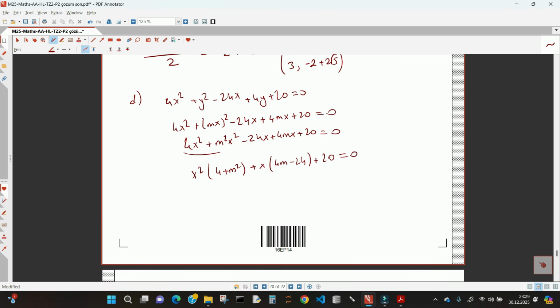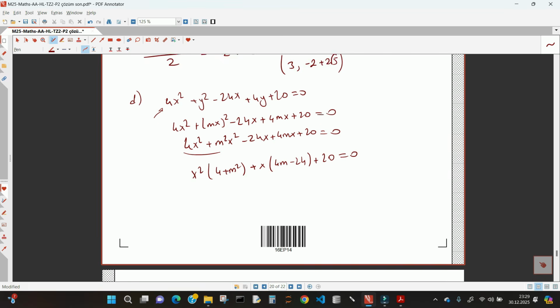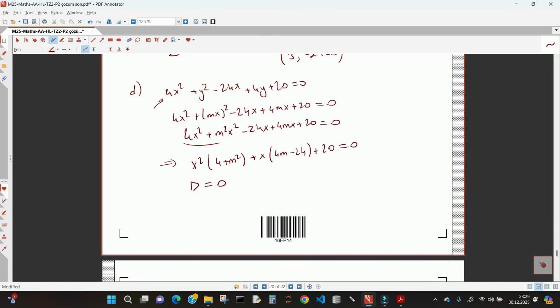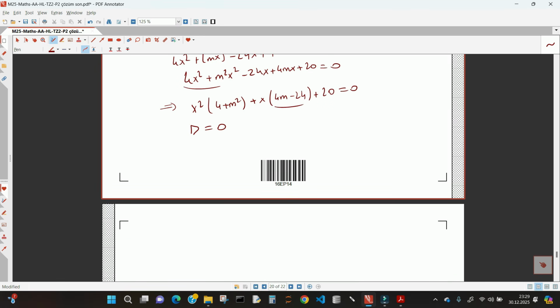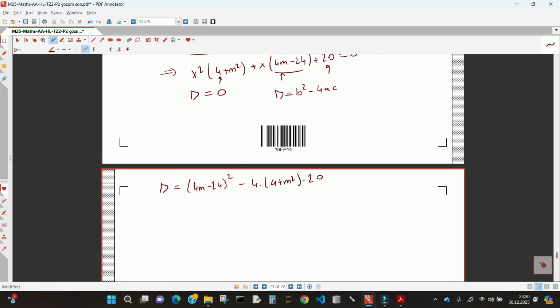So which means that if y equals mx is tangent to this curve, the solution of this quadratic equation has one root, right? And delta needs to be 0. Let's calculate delta in here. I know that delta equals b squared minus 4ac. b is the coefficient of x, a is the coefficient of x squared, and c is the constant value. So delta equals 4m minus 24 squared minus 4 times 4 plus m squared times 20, right?